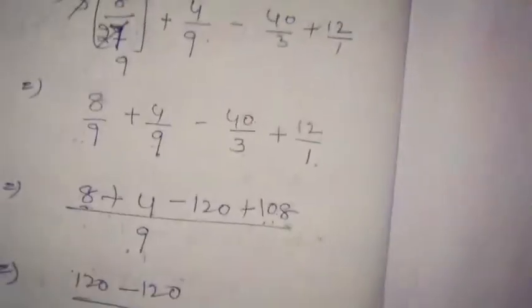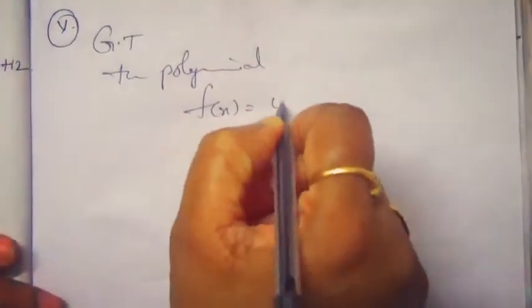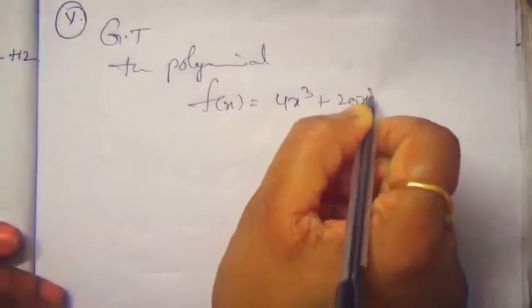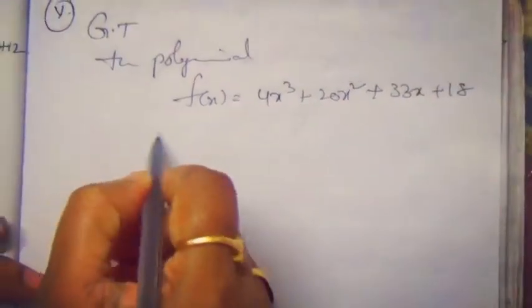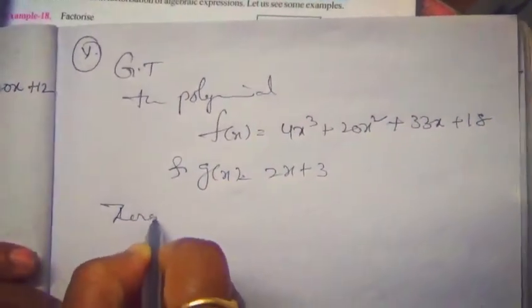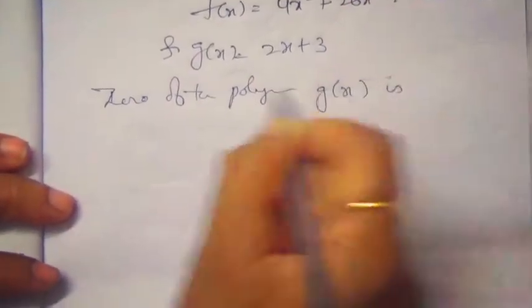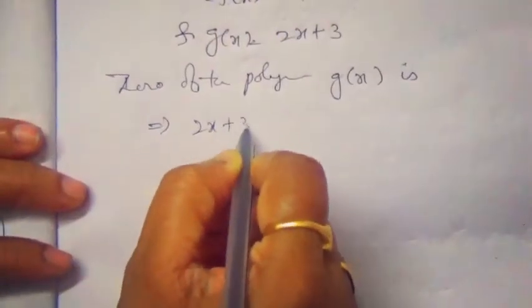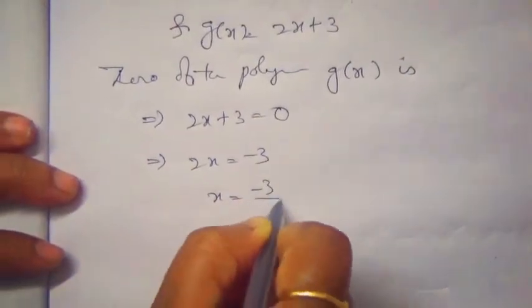Okay, now let's check the fifth sum. Given that the polynomial f of x is equal to 4x cube plus 20x square plus 33x plus 18, and g of x is equal to 2x plus 3. The zero of the polynomial g of x: 2x plus 3 is equal to 0, that implies 2x is equal to minus 3, x is equal to minus 3 by 2.